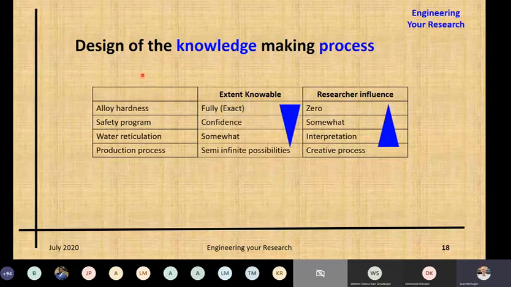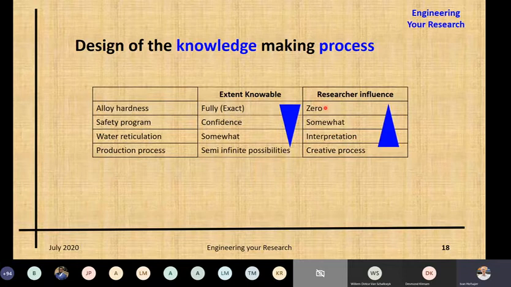Now, this is how I summarize methodology from an engineering perspective. At the top here, we have something that could almost be at home in the natural sciences, almost physics or chemistry. They have methodologies that state that everything is fully knowable and exact, and the researcher is not involved.